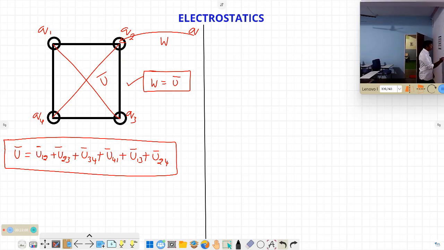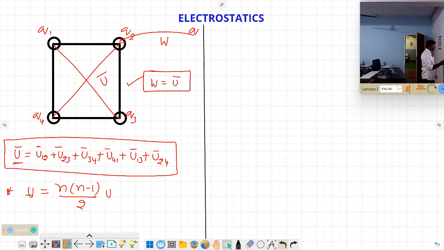Now if you take not four charges but 5, 6, 7 and so on, as the number of charges increases, how many combinations are you going to get? We already discussed this. When you take the 2 charge system, we got 1 combination. When you take the 3 charge system in the equilateral triangle, we got 3 combinations. When you take the 4 charge system, we got 6 combinations. So if you take n charges in the system, how many combinations of energies do you get? That is nothing but n into n minus 1 by 2 combinations of energy of the system.